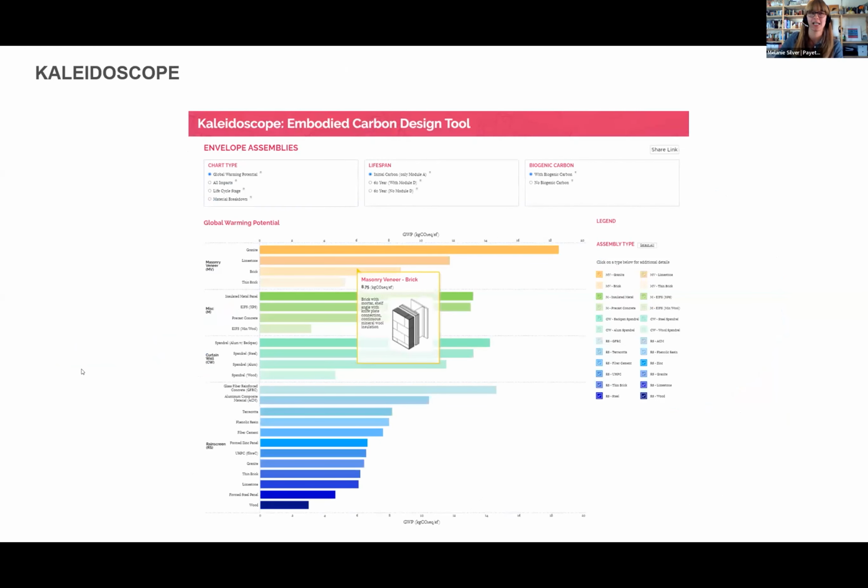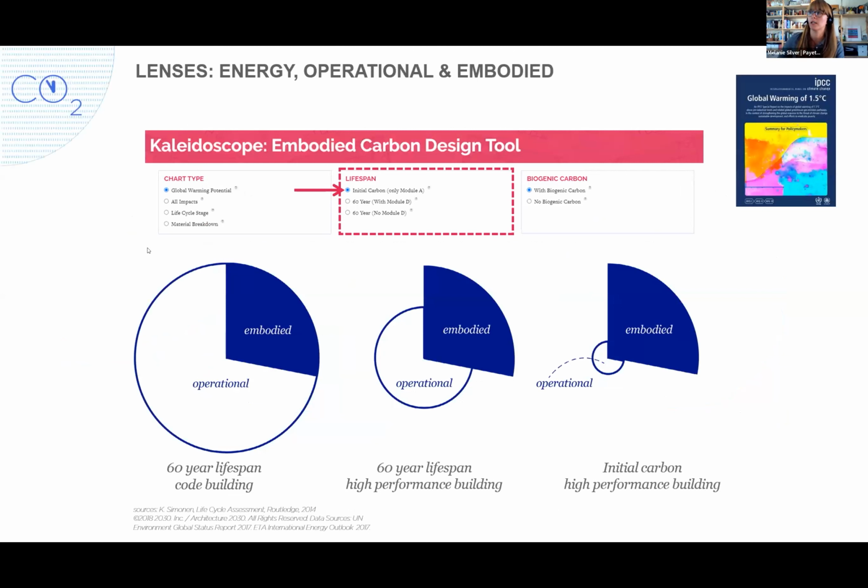And so this is what Kaleidoscope looks like. Right when you go there, we have all the data down here. At the top we have what we're calling the lenses, which is why it's called Kaleidoscope, because there are multiple ways you can view the data. One of the big lenses that we think is really important is the lifespan. We have an initial carbon lens, which is only looking at module A and basically a 1-year lifespan. This is to try to understand that time value of carbon, and that the decisions that we make now are more important.